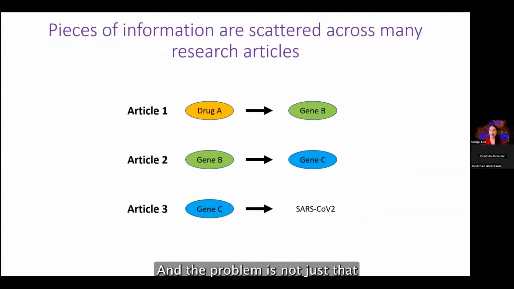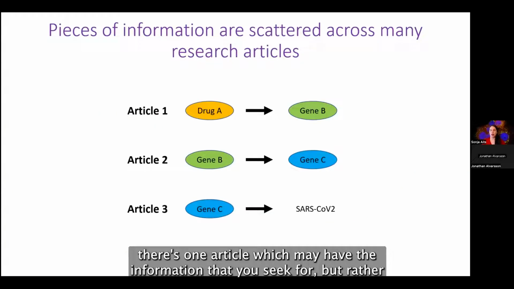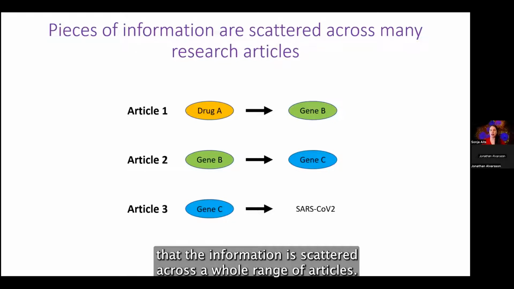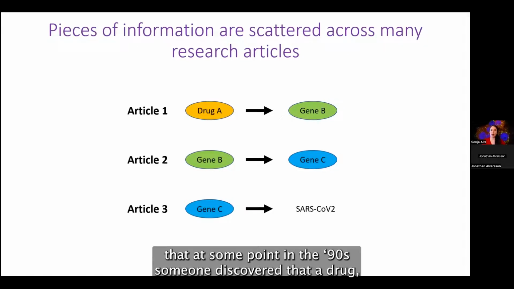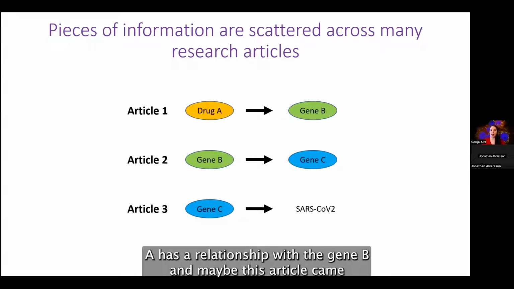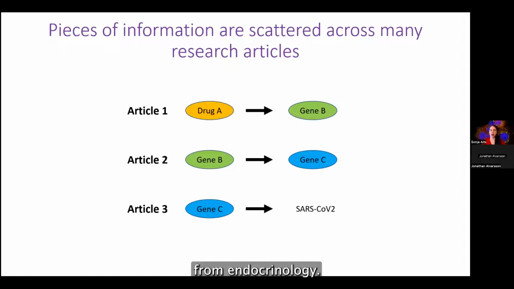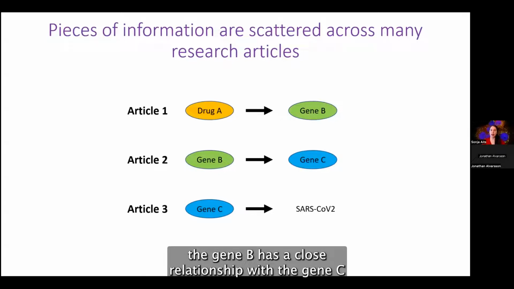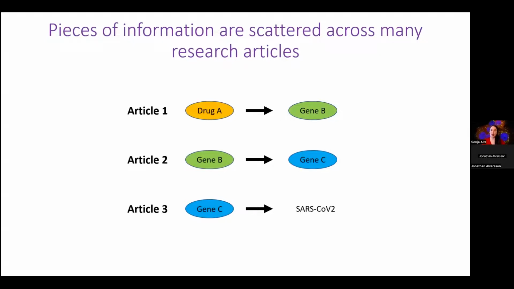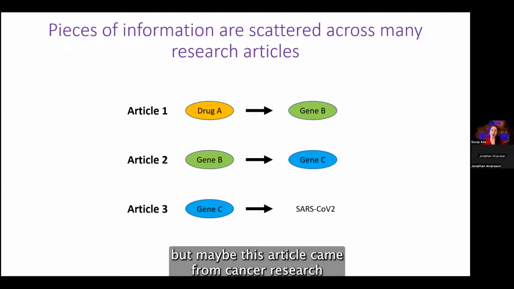And the problem is not just that there's one article which may have the information that you seek, but rather that the information is scattered across a whole range of articles. So for example, you could have the situation that at some point in the 90s, someone discovered that a drug A has a relationship with the gene B. And maybe this article came from endocrinology. And then maybe 10 years later, someone found that the gene B has a close relation with gene C. But maybe this article came from cancer research.